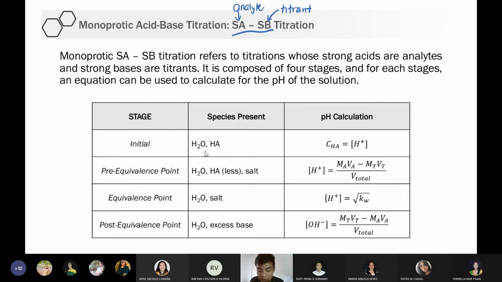Strong acid, initial. Wala ka pa nilalagay na titrant. You have water and strong acid HA lang. How do you compute for the pH of that? Okay? Paano mo kinukuha yung pH niyan? Okay, remember that for strong acids, the pH can be calculated as kung ano yung concentration niya. I-negative log mo lang yan.